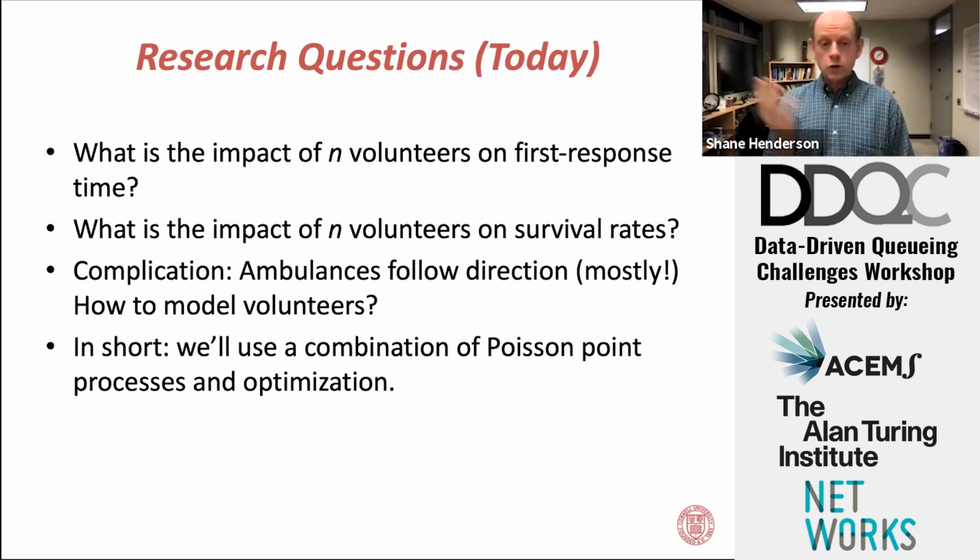But volunteers are doing their own thing. They are volunteering, and therefore they're living their regular lives, going to their regular jobs, going home at whatever time they feel like. So they're not obligated to be anywhere at a particular time, and they're not obligated to respond. So how should we capture their contribution? The short version of this is that we're going to use Poisson point processes. And then, for some reason, I'm going to bring out the idea of optimization as well.